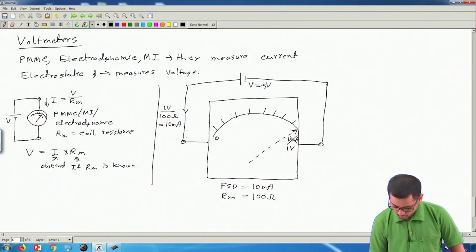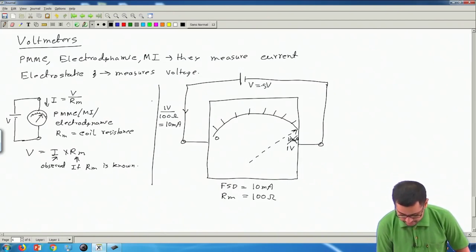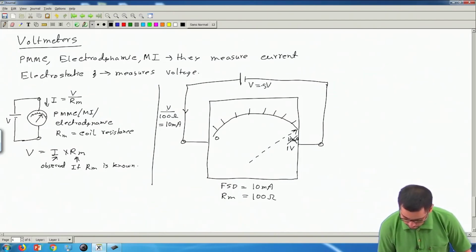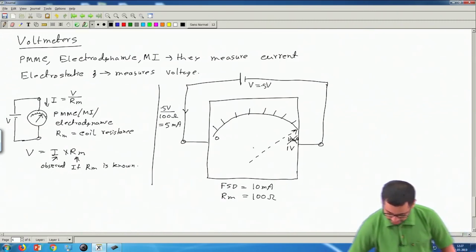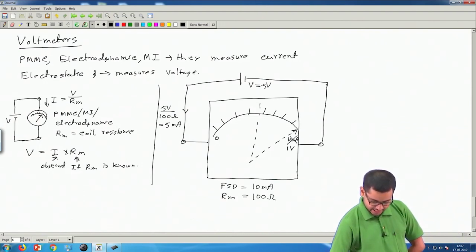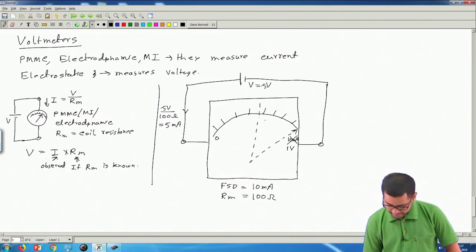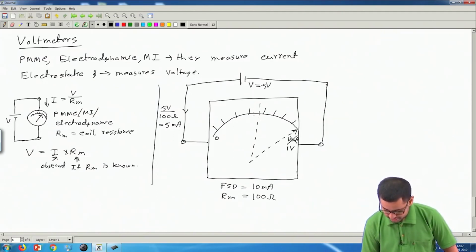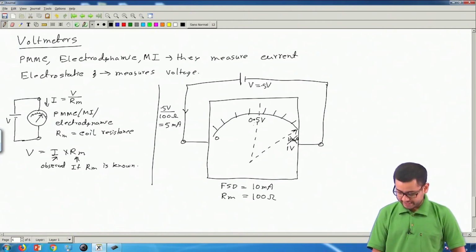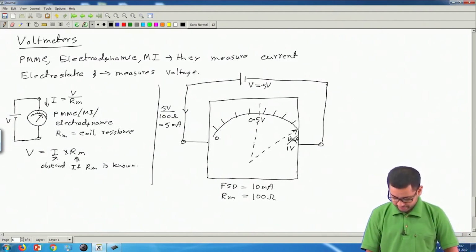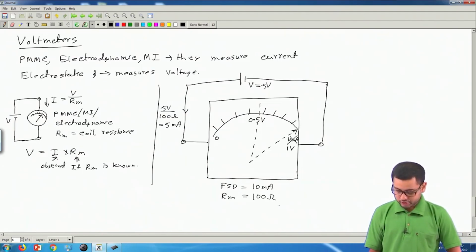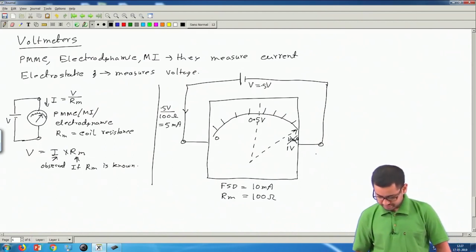Now similarly, if I apply 0.5 volt, then the current that will flow here will be 0.5 volt divided by 100 ohm. So this will come out to be 5 milliampere. So the pointer will be here at the center. So the center point, I can therefore mark as 0.5 volt. Instead of writing it in terms of current like 5 milliampere, I can write it as 0.5 volt. So this way I can get a voltmeter.